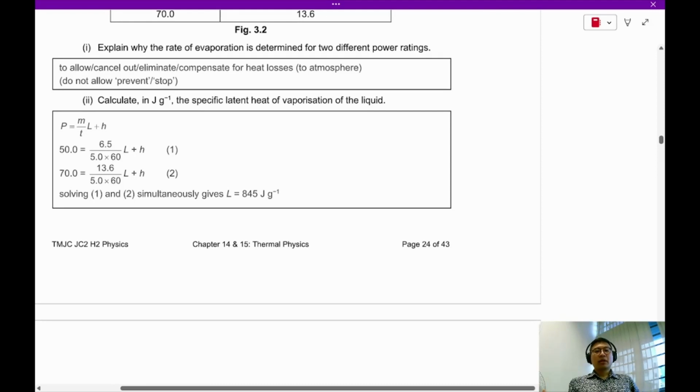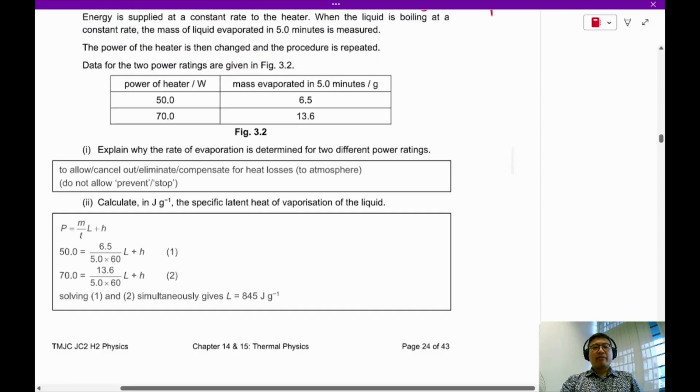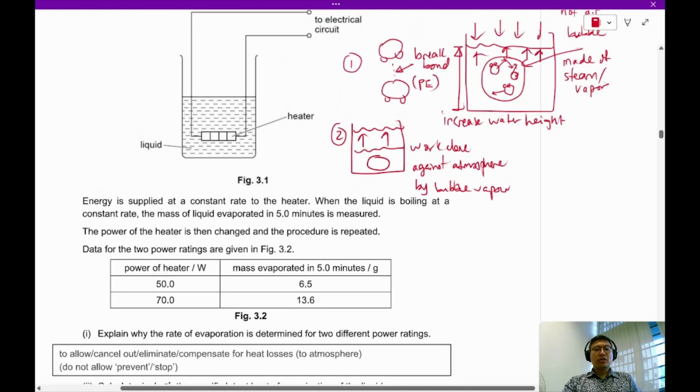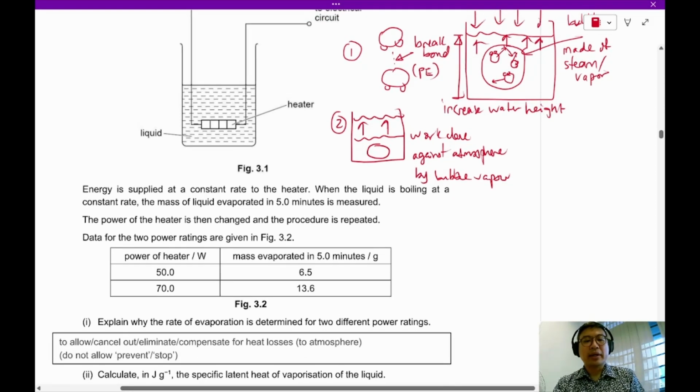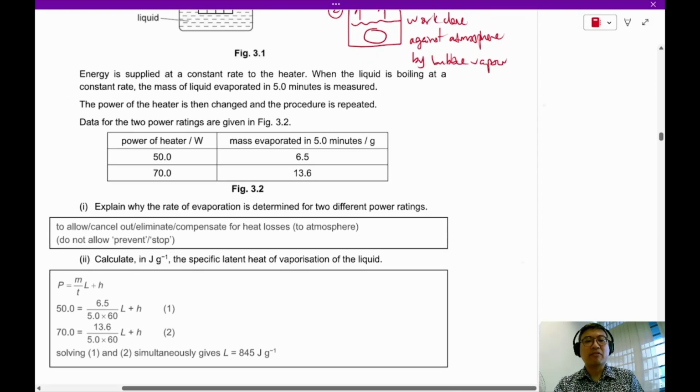So this is the explanation for how water boils and why water boils at a lower temperature if the air pressure is lower. Next we have a heating experiment. Energy is supplied at a constant rate to this heater. Then when the liquid is boiling at a constant rate, the mass evaporated in 5 minutes is measured, and then you do it twice.